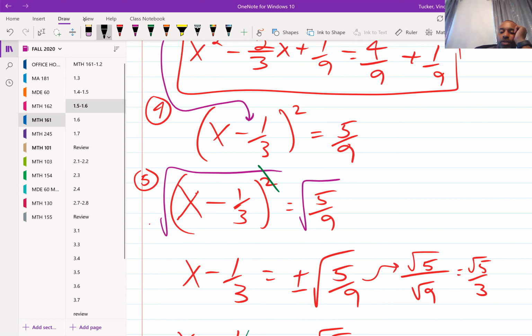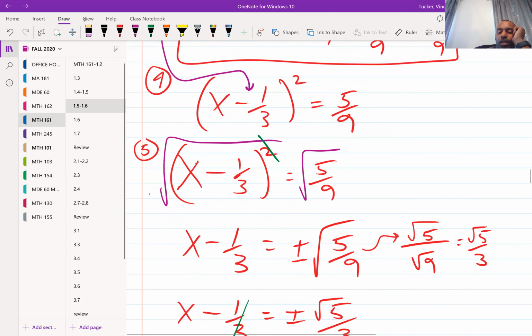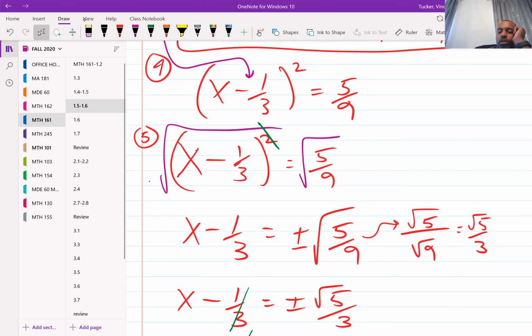And then also I can reduce this down further because I can take the square root of both top and bottom of your fraction individually. Whenever you have a denominator, you do want to rationalize your denominator and make sure you don't have a fraction or radical still in your denominator. So taking the square root of 9 gives us square root of 5 over 3. So that's how you would do that.